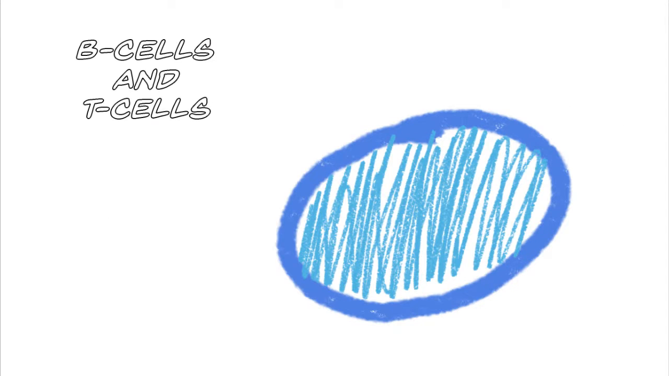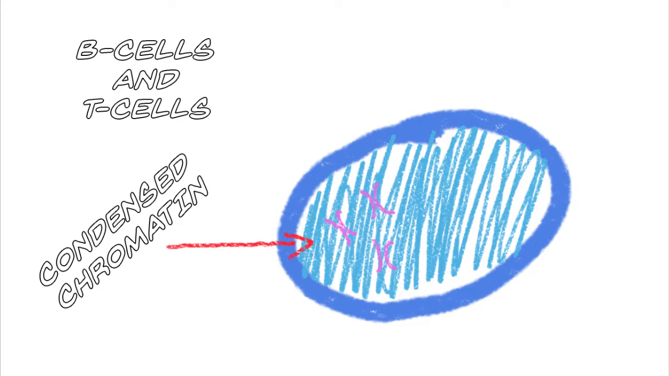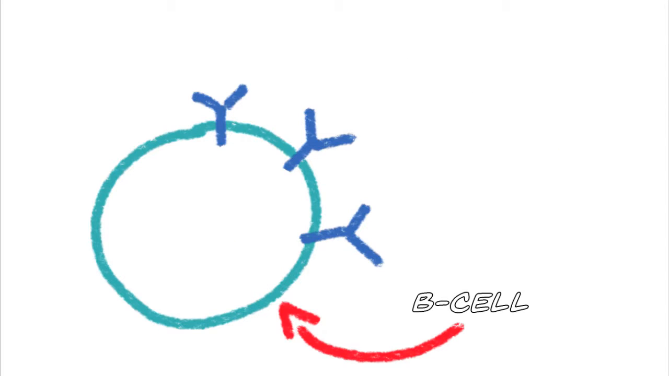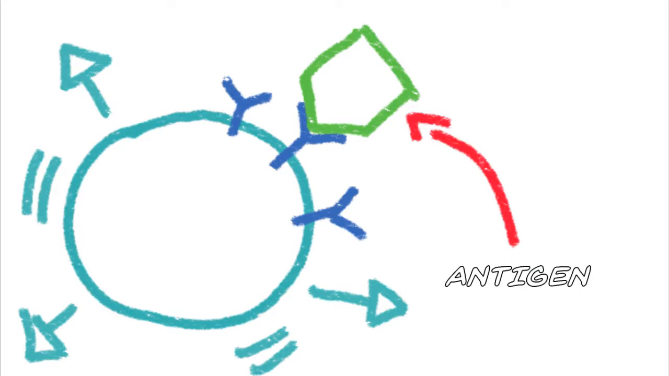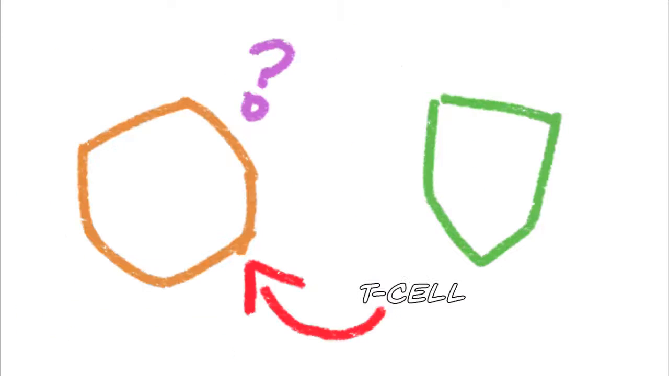At the core of antibody effector functions are B and T cells. Both are small cells with condensed chromatin and a small cytoplasm. The B cell expresses antigen-specific B cell receptors, also known as immunoglobulin membranes. When the B cell receptor is activated, the B cell becomes a large plasma cell which secretes antibodies. The antibody then binds to specific epitopes on an antigen.